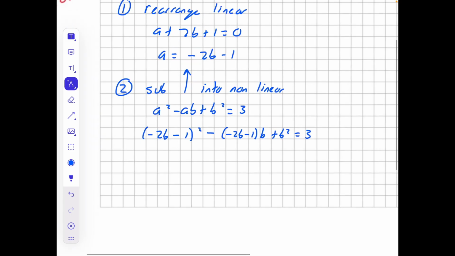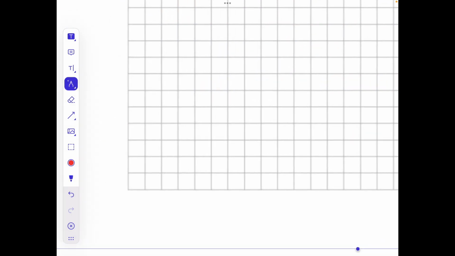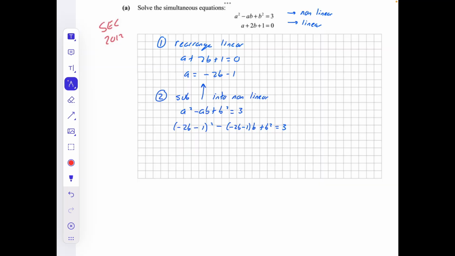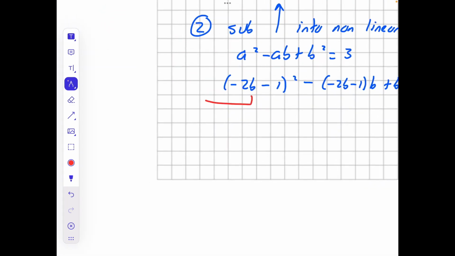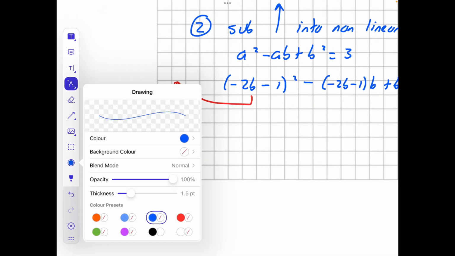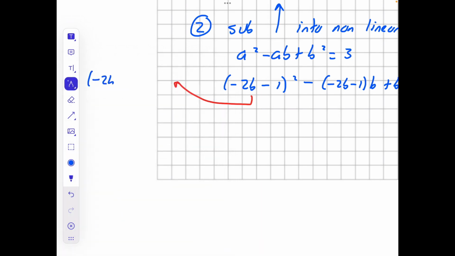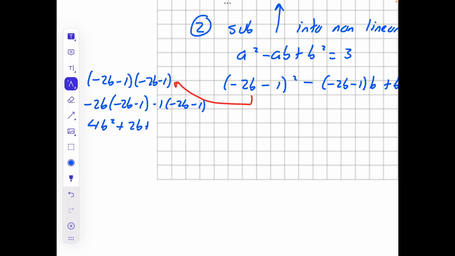Okay, now again, just nice and slowly with this, I'm going to take this off to the side and I'm going to square it. Okay, if you can do this quicker, great. But in my opinion, it's not worth taking a shortcut and making a mistake. Okay, so when I square that out, I get 4b squared plus 4b plus 1.